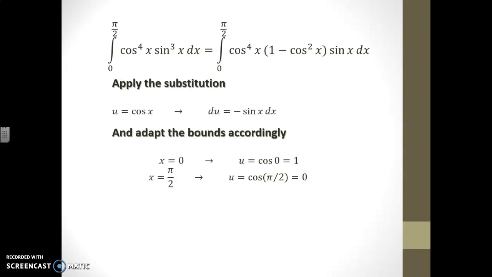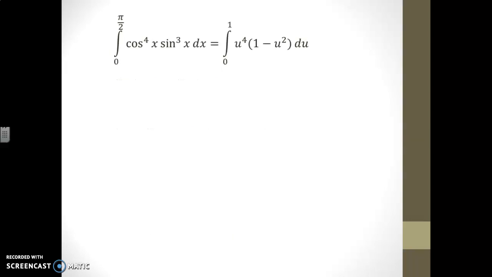The upper bound, x equals pi over 2, means that u is cos of pi over 2, whose value is 0. Here is our new integral with compensating signs. The lower bound became 1, the upper bound became 0. If you do not like the order in which the bounds were appearing, you are allowed to switch them as long as you change the sign of the integral.